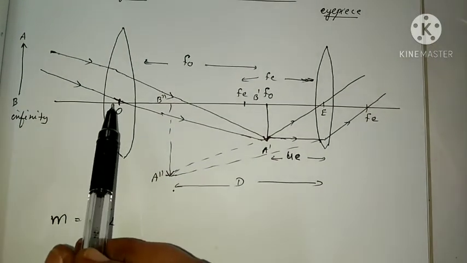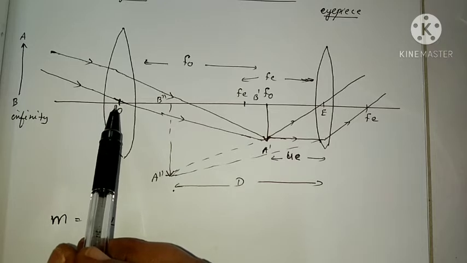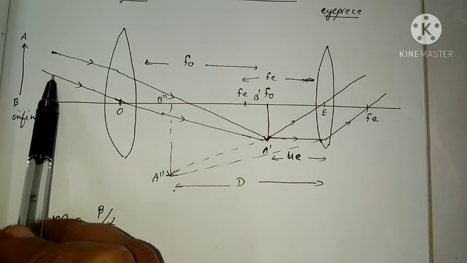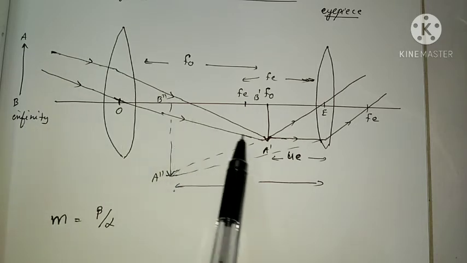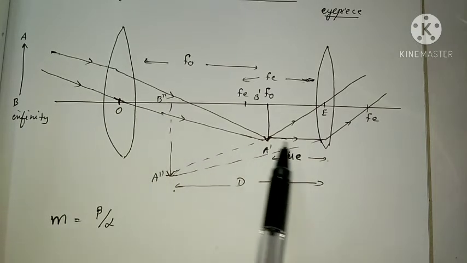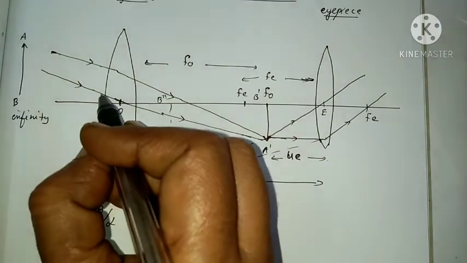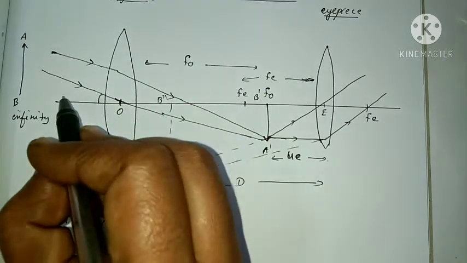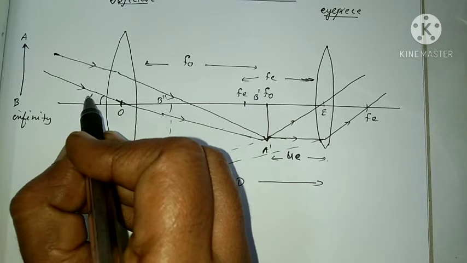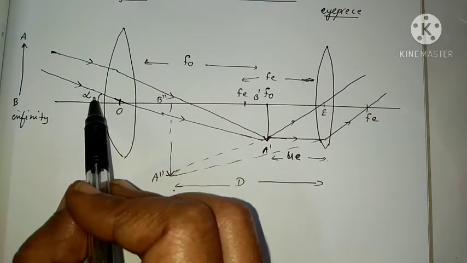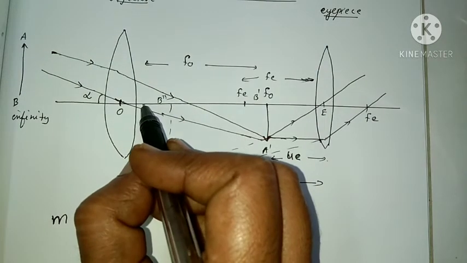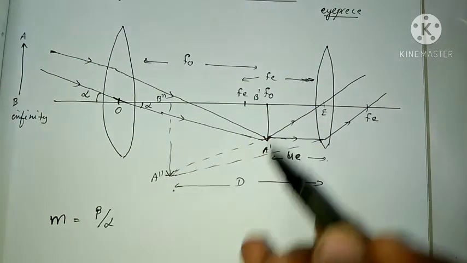Here alpha is the angle with the object. The object is at infinity and the rays directly fall on the eye like this. From infinity the rays directly fall here, so this is the angle with the object, that means the angle between the object and the eye. We note it as alpha. This angle and this angle are similar because they are alternate angles, so we note this as alpha too.